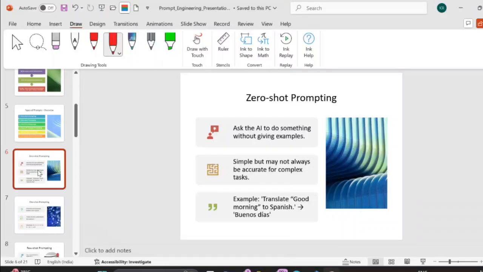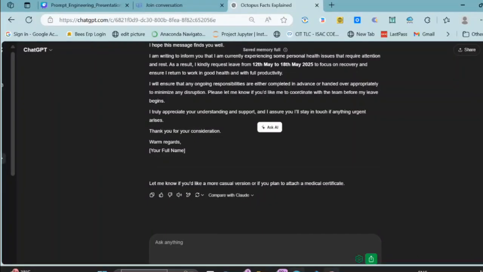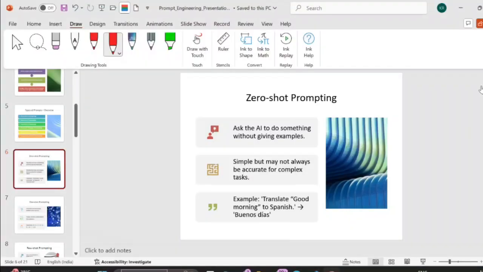So basically, what is zero shot prompting? You just ask your question without giving examples. It's fast and simple, but not ideal for complex tasks. We'll explore one practical thing. So give me a moment, guys.